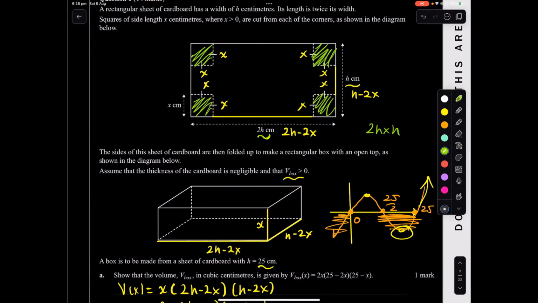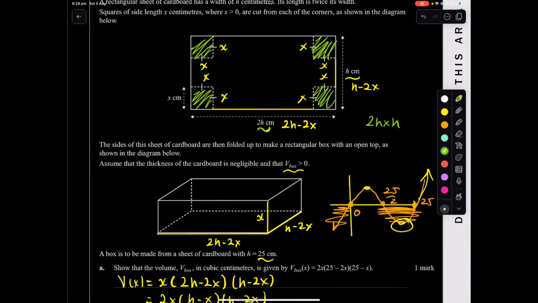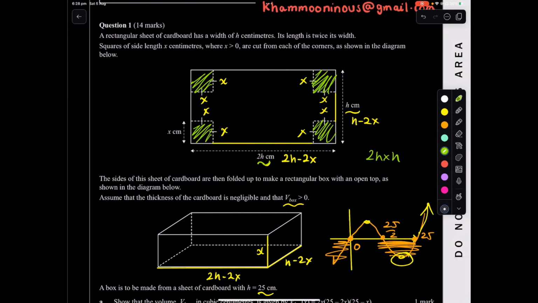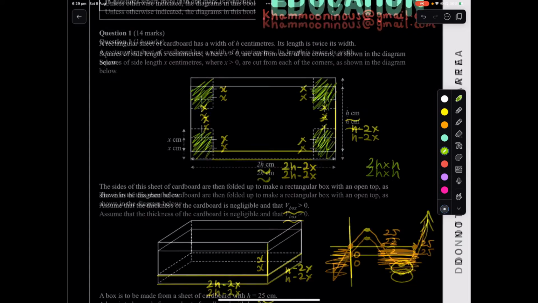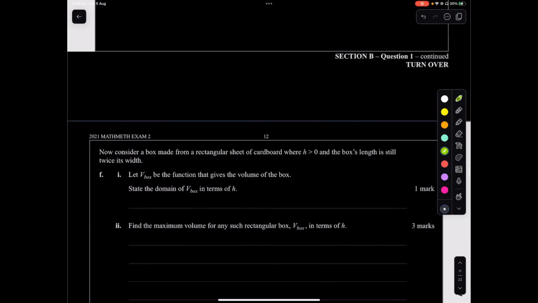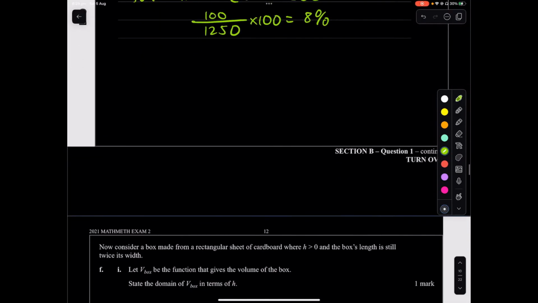Okay, so now we don't know h. That's what they're saying. We don't know h now. So the graph will look like this. It will be the same equation, so I'll just do a sketch over here.